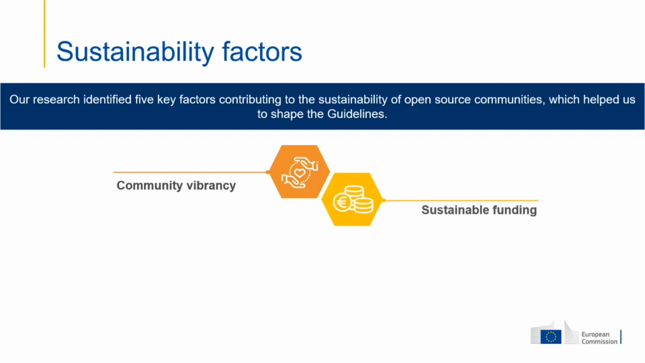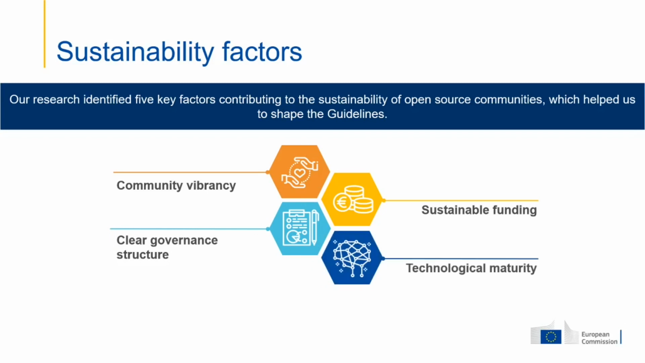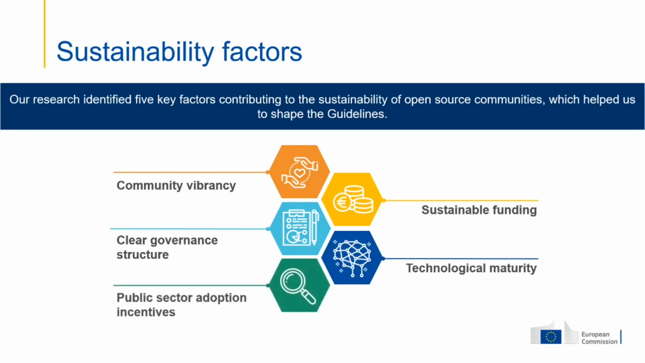Sustainable funding relates to funding and resource management within the community. Clear governance structure relates to the presence of transparent processes and procedures within the community. Technological maturity relates to the quality of the software source code and its documentation. Last but not least, public sector adoption incentives relates to the nuances of public administrations.